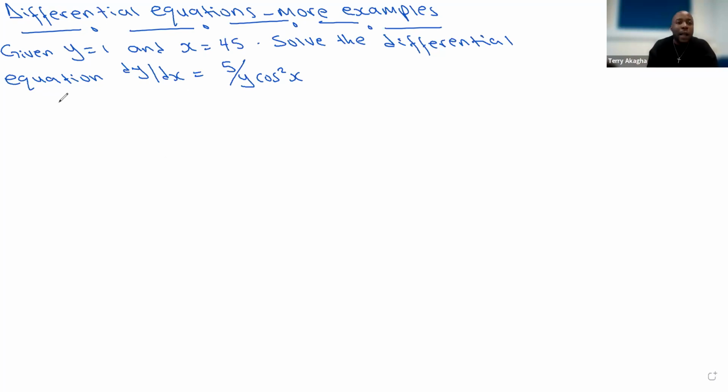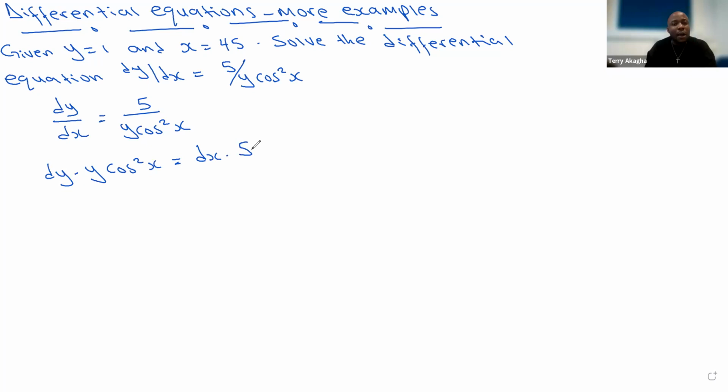So we have dy over dx is equal to 5 over y cos squared x. Remember the rule: all the dy and the y have to be on the left-hand side, and the x and the dx have to be on the right-hand side. So let's cross multiply. We have dy multiplied by y cos squared x will be equal to dx multiplied by 5.